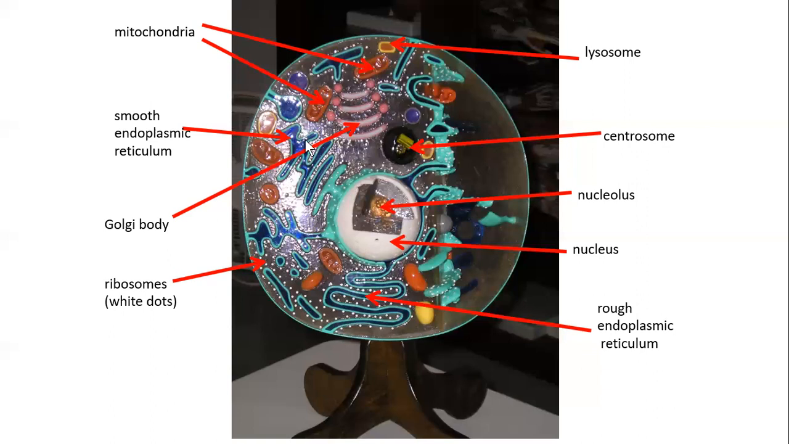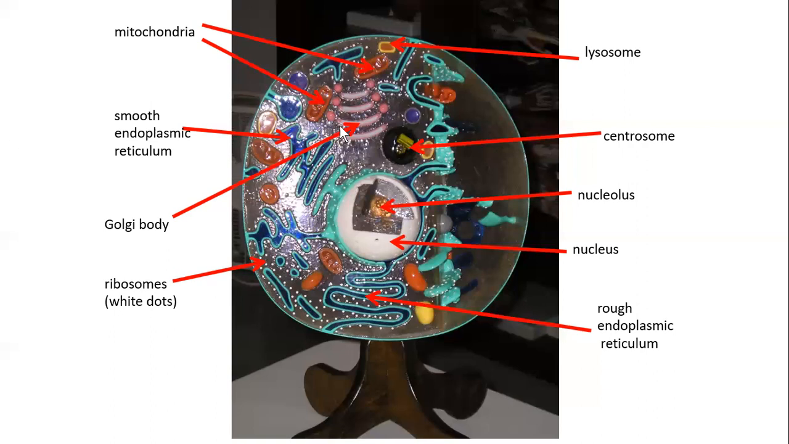We also have a smooth endoplasmic reticulum. There are no white dots around this organelle. Smooth endoplasmic reticulum functions as a site of steroid synthesis. The smooth endoplasmic reticulum also has enzymes that function in detoxification chemical reactions.